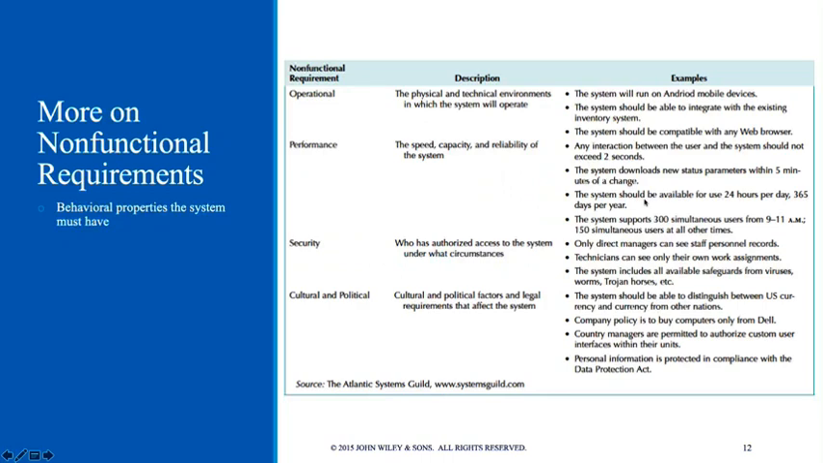If I want to show you some other examples, operational, for instance, the system should run on Android mobile phones. For performance, we can say the system supports 300 simultaneous users from 9 to 11 a.m. and 150 for all other times. Security: only direct managers can see staff personnel records. And for culture, we can say we have a company policy to buy computers only from Dell, which is very important for our decisions. Or personal information is protected in compliance with the Data Protection Act.